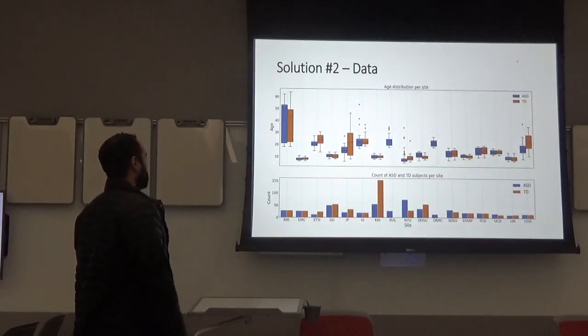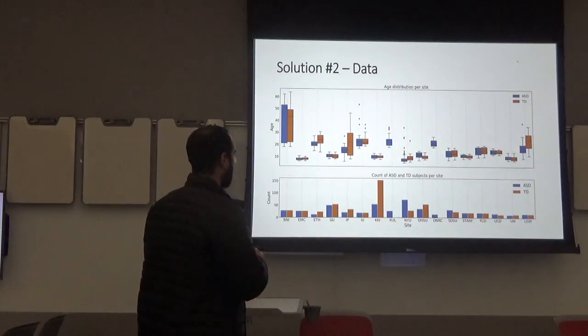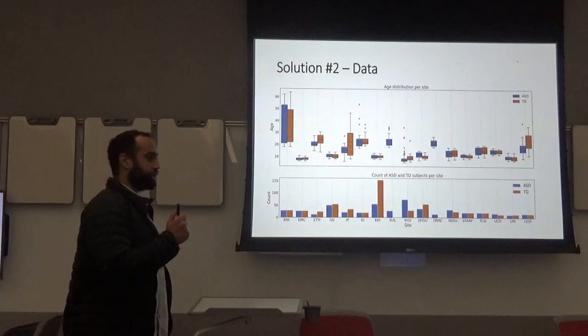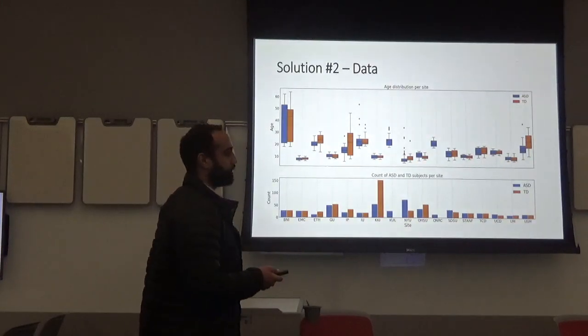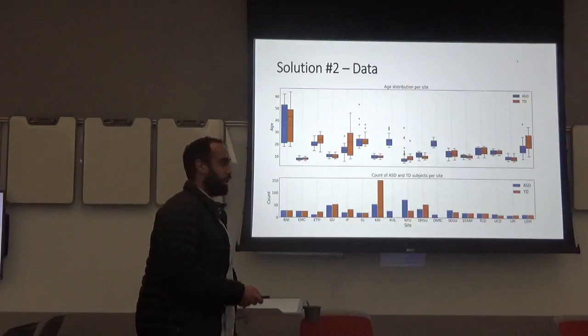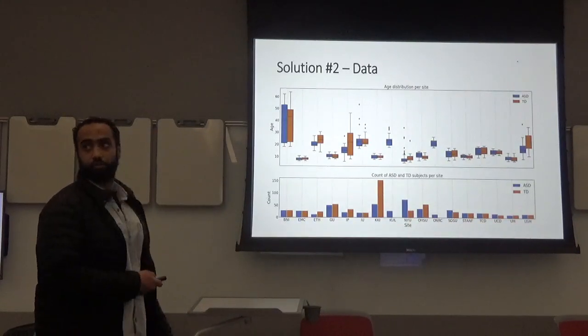This is the same, but now we changed the data set. We are utilizing the ABIDE 2 data set. For the first solution, ABIDE 1 was released, we didn't have ABIDE 2. For this solution, the ABIDE 2 data set was released from more sites, and it had more quality control. It's like a better version of the data set.